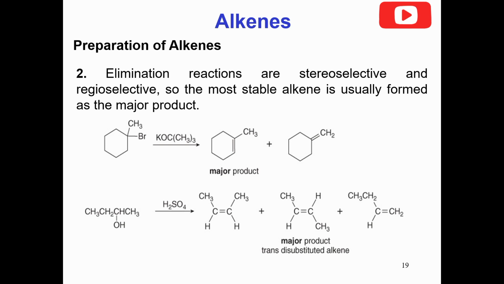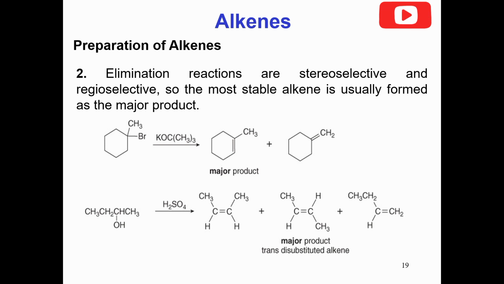This elimination reaction is stereoselective and regioselective, which means the most stable alkene is usually formed as the major product. So when an elimination reaction occurs, the major product is the one that is isolable, the one you can see. The one that is not stable will not be seen, because it is going to destabilize and form a series of products that you cannot isolate. So with alkyl halide, under elimination, the major product is the one that is isolable.